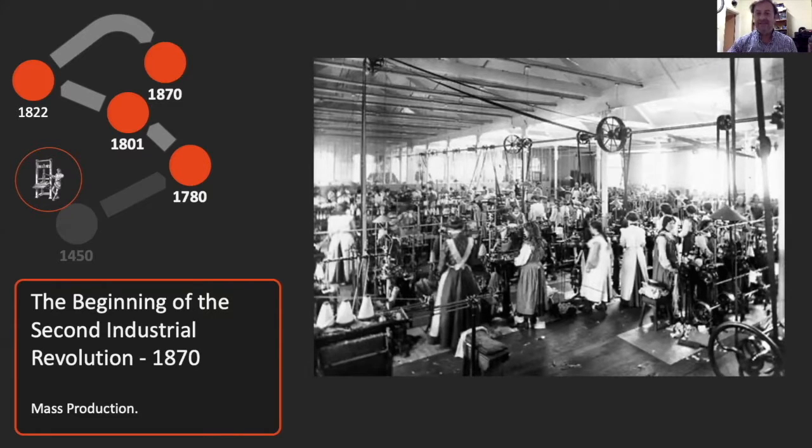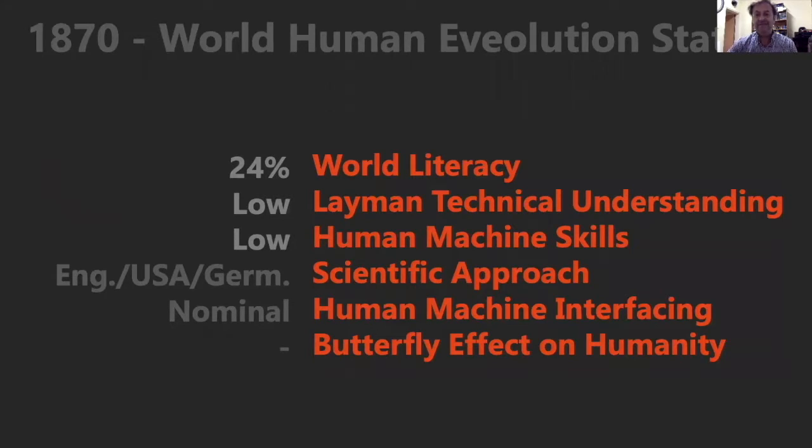By 1870, regular people are slowly becoming directly exposed to human-machine interaction and beginning to understand complex technologies firsthand. Women were the first to become exposed to a high level of human-machine interaction via the first mass production machine, the fabric loom. By 1870, human literacy has now jumped to a quarter of the world's population due to the impact of the printing press and its typesetting technology.